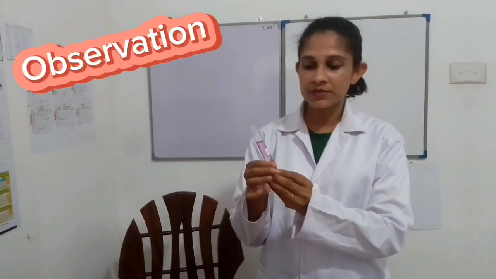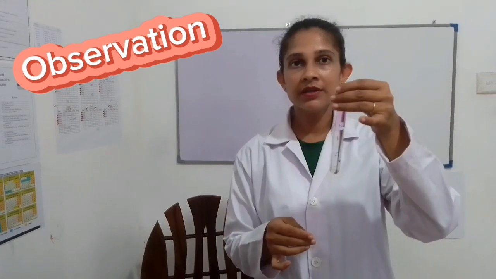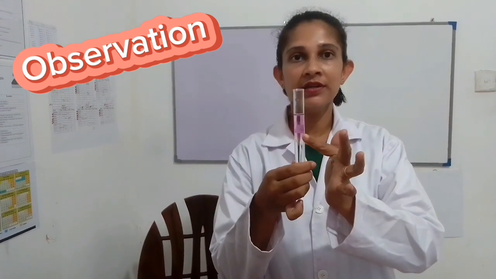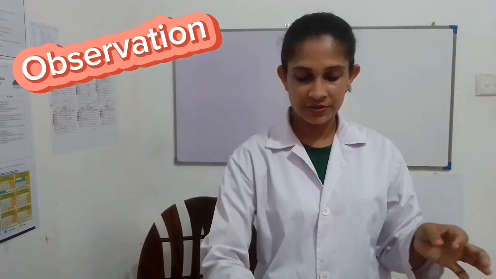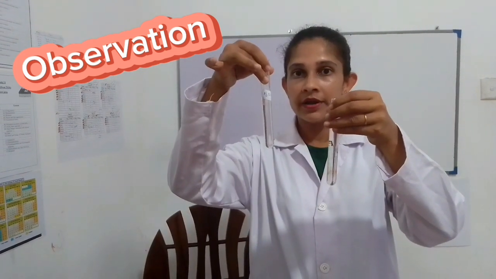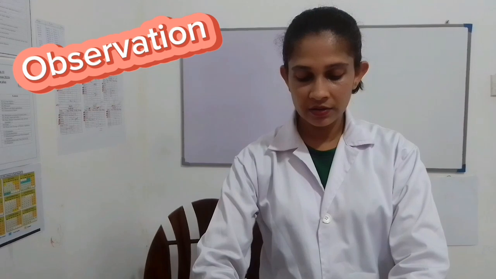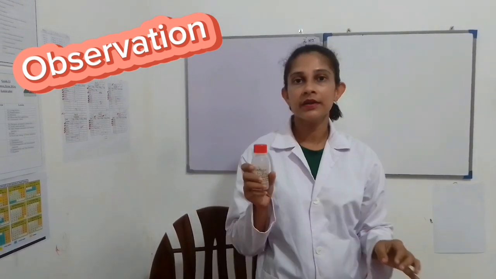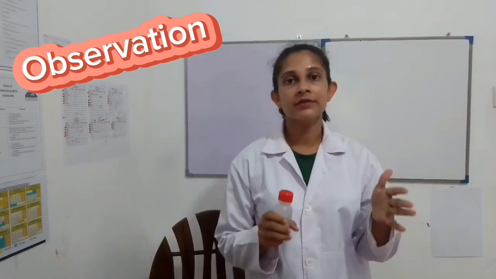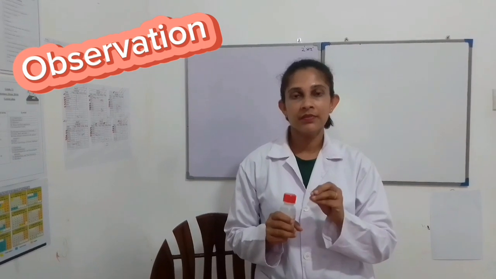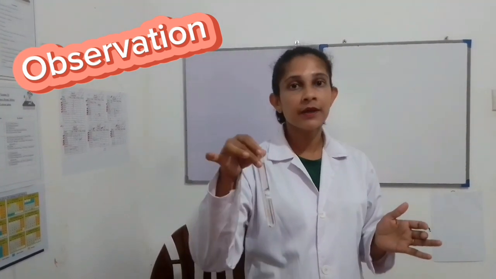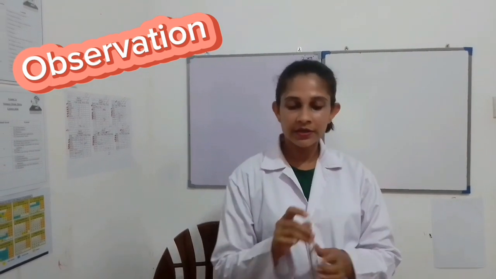This is our observation. The phenolphthalein indicator turns into pinkish color in sodium hydroxide solution, but no color change with sodium chloride and dilute sulfuric acid. We can conclude that phenolphthalein indicator turns into pinkish color in basic medium, because sodium hydroxide is a basic solution. But in acidic solutions like dilute sulfuric acid and also salt solutions like sodium chloride solution, no color change with phenolphthalein indicator.